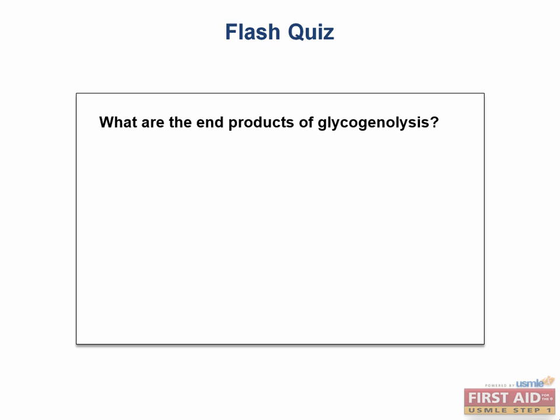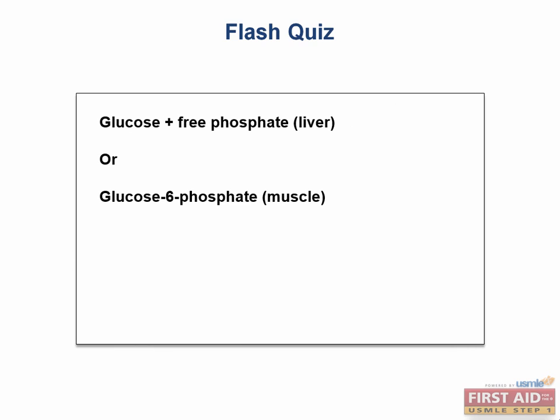Another relatively easy flash quiz: what are the end products of glycogenolysis, or the breakdown of glycogen? Well, we just covered how glycogen is broken down, but the end product of glycogenolysis in the liver is going to be glucose and free phosphate. If you remember from earlier, the muscles were greedy and they keep all of those glycogen breakdown products themselves.